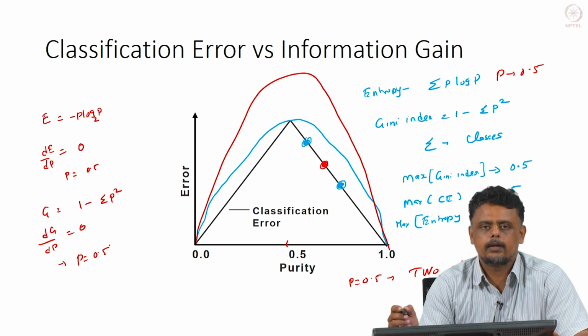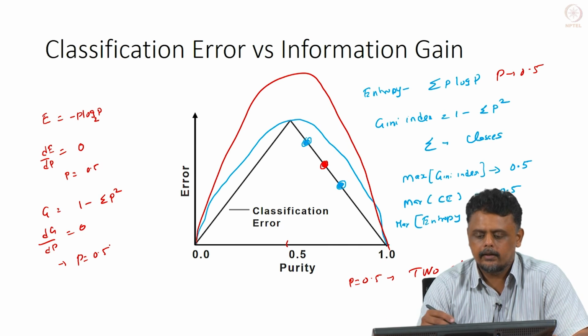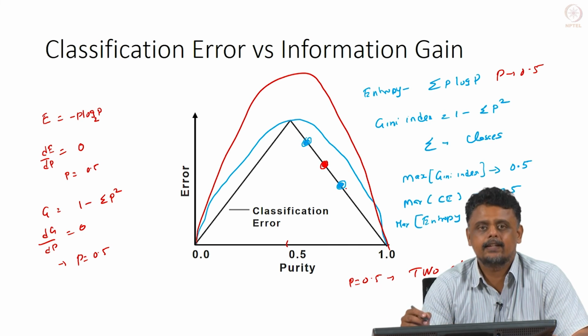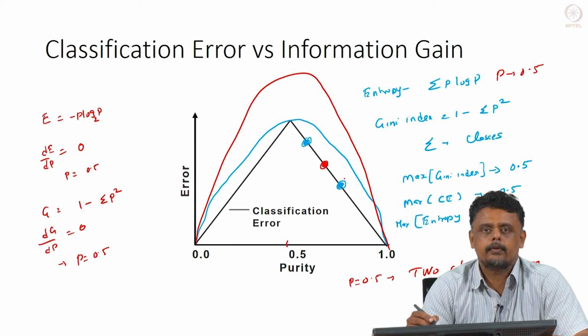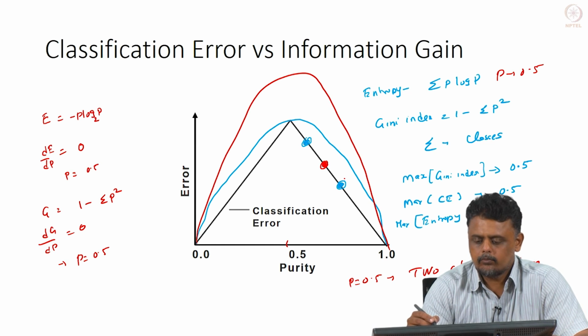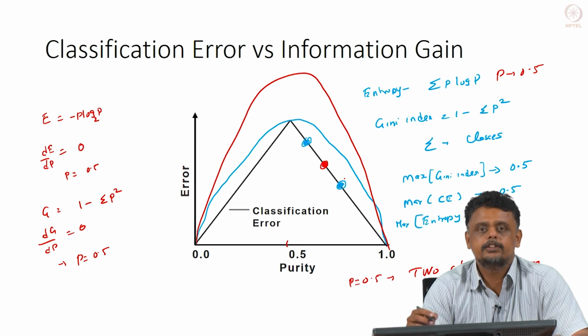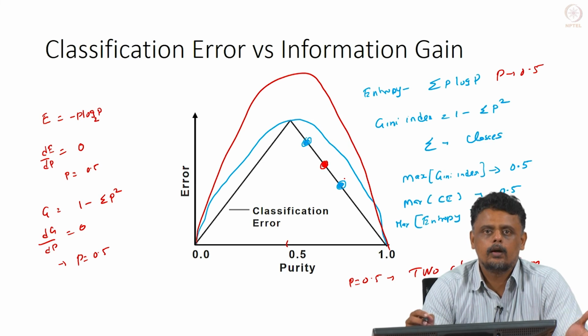So, it is very easy to calculate, but the point is that if you use the classification error, because it has this linear trend, it is possible to end up with the total change in classification error being 0, and then there will be no way to grow the tree any further.